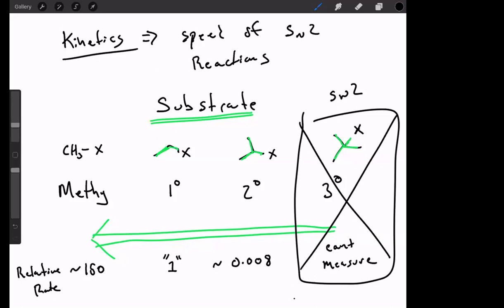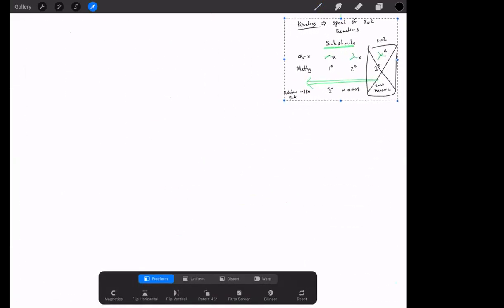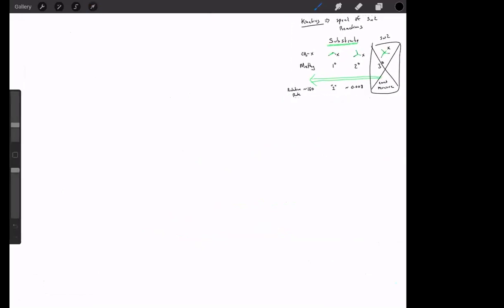Let's think about why that might be. When we think about the reasoning behind the kinetics of the reaction, what we want to think about is what the mechanism is and what's involved in the mechanism. If I put this in the corner so that it's not in the way, but it's not forgotten, let's think about this methyl substrate.